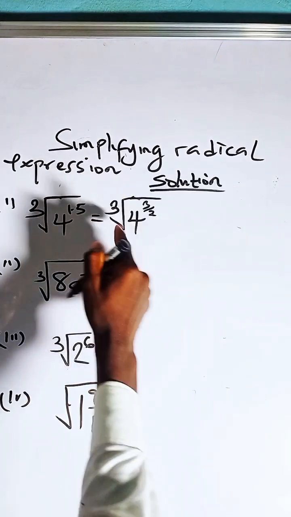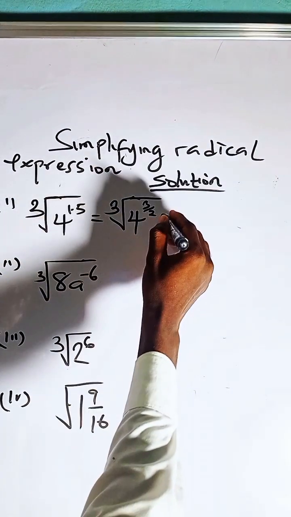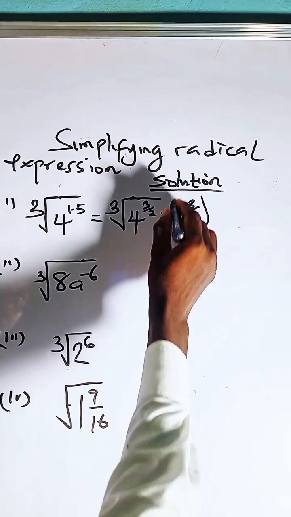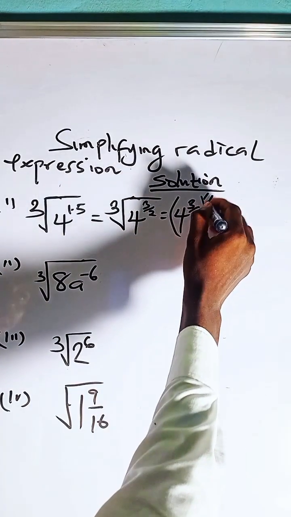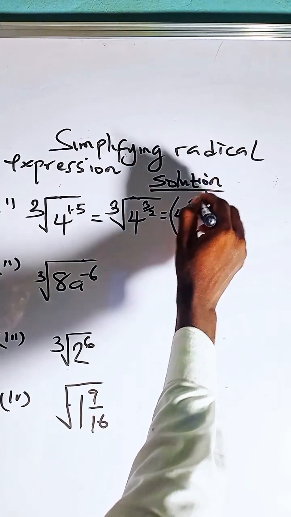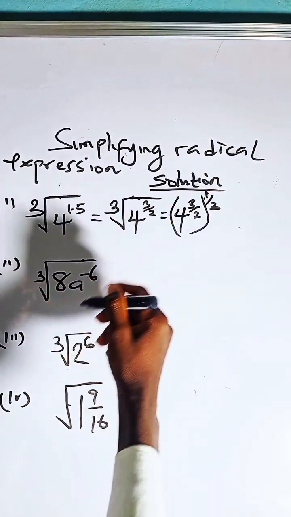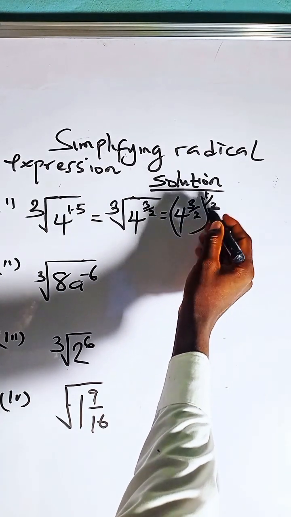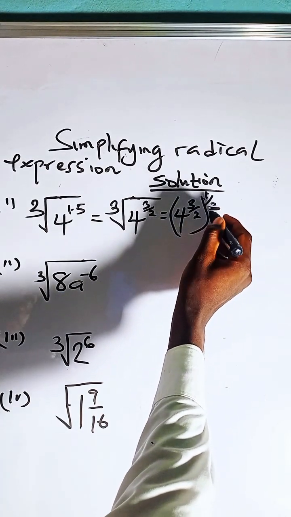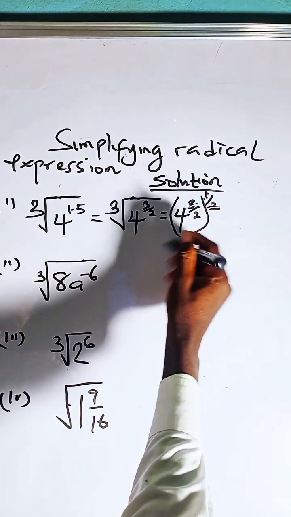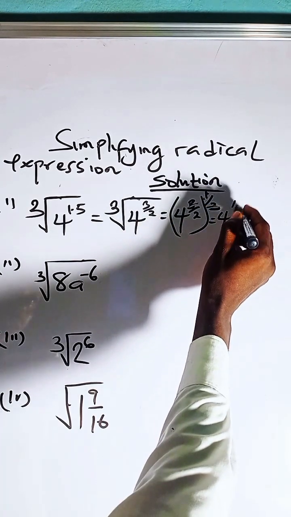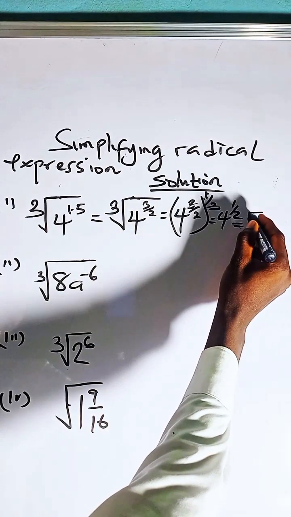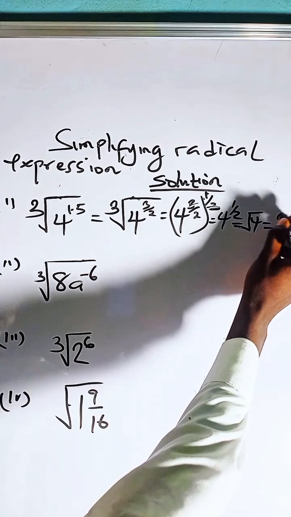So as an exponent, we can write this as 4 raised to the power 3 over 2. So let's have everything as 1 over 3, which represents this cube root. We apply the exponent rule, so we can multiply these together and simplify. 3 here is 1, 3 here is 1, so we have 4 raised to the power half, which is the square root of 4, so that gives 2.